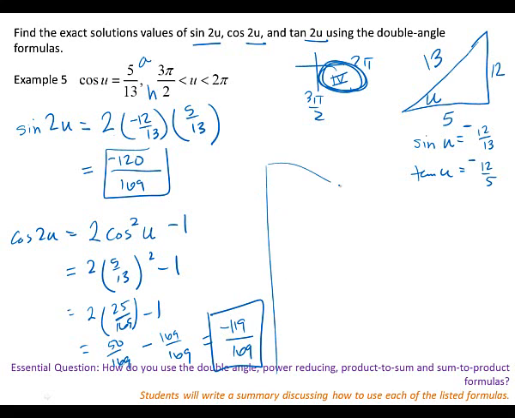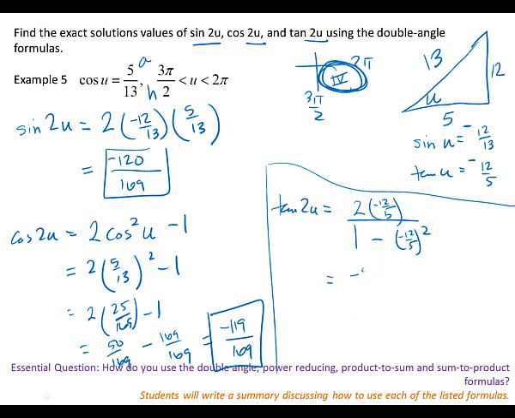All right, I'm going to try to squish my tangent in right here. Okay? So now I've got to find the tangent of 2u. All right, so it was 2 times the tangent over 1 minus the tangent squared, right? All right, what is your tangent? Negative 12 over 5, good. And I'm going to put the negative 12 over 5 in the denominator as well. All right, so what's 2 times negative 12? Negative 24 over 5. 1 minus, what's negative 12 over 5 squared?